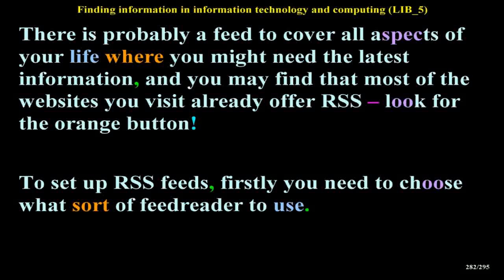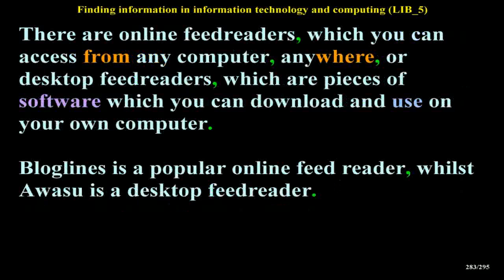To set up RSS feeds, firstly you need to choose what sort of feed reader to use. There are online feed readers, which you can access from any computer, anywhere, or desktop feed readers, which are pieces of software which you can download and use on your own computer. Bloglines is a popular online feed reader, whilst Awasu is a desktop feed reader.